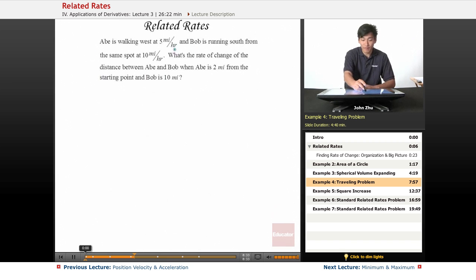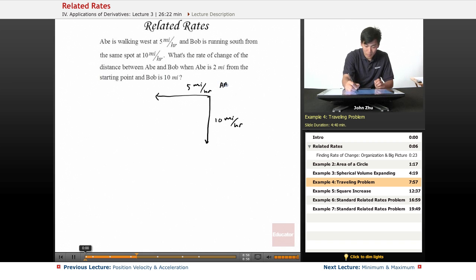Abe is walking west at 5 miles per hour, and Bob is running south from the same spot at 10 miles per hour. So let's draw a picture here. So here's Abe. Here's Bob. What is the rate of change of the distance between Abe and Bob when Abe is 2 miles from the starting point and Bob is 10?